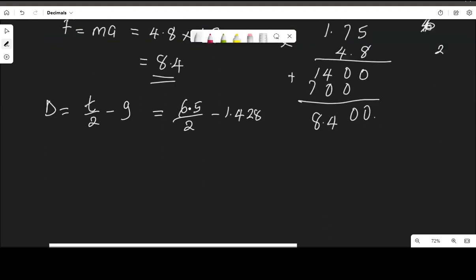Okay, first of all, let's divide this number by 2. It's much easier to do that. And when dividing a number like that, you divide it digit by digit. 6 divided by 2 is 3. Remember nothing. Then 0.5 divided by 2.